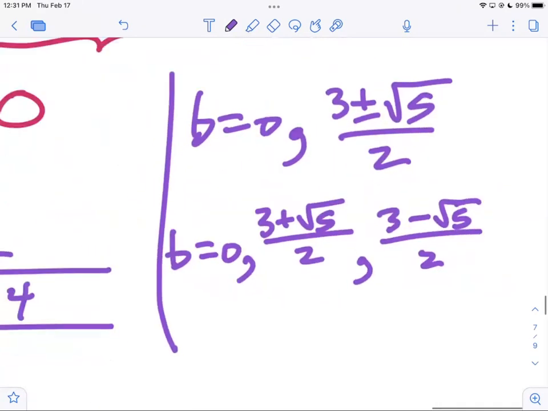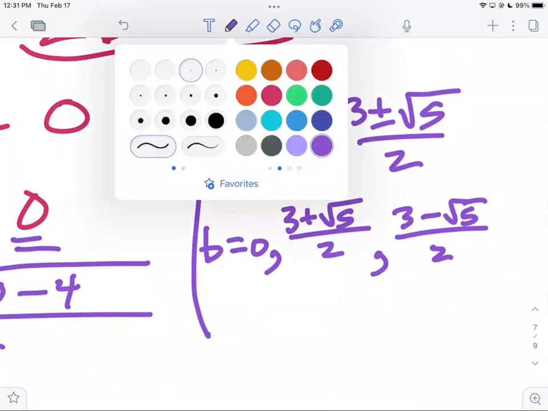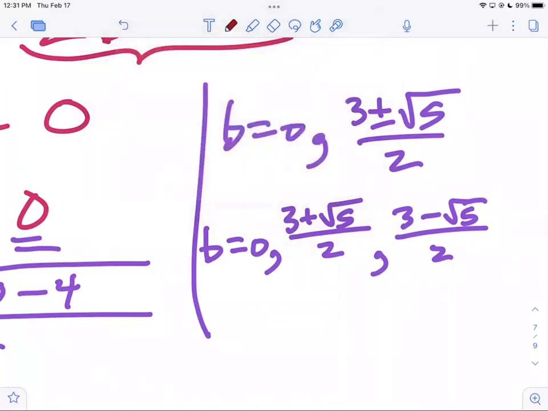Sure, maybe. Let's see. Let's come down here. Is 0 greater than 0? No. Is 3 plus the square root of 5 halves greater than 0? Yes. Is 3 minus the square root of 5 over 2 greater than 0? Maybe. The square root of 5 is 2 point something, right? 3 minus 2 point something is positive something. Positive something divided by 2 is positive. Oh, there's 2 of them. There's 2 different values. Wow.